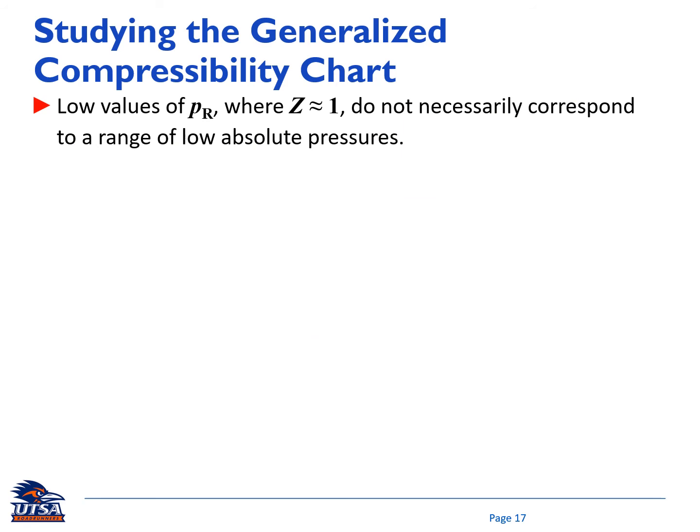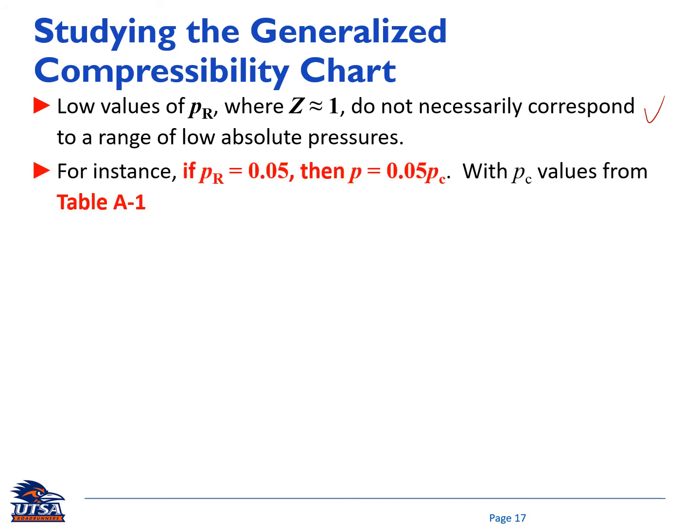So lower values of PR where Z equals 1 do not necessarily correspond to a range of low absolute pressure. Once again, this is important. Low values of PR do not necessarily correspond to a range of low absolute pressure. This will show you the numbers. See, if I have PR equal to 0.05, then I have P equal to 0.05 times PC. Remember that PR equals P over PC, right?